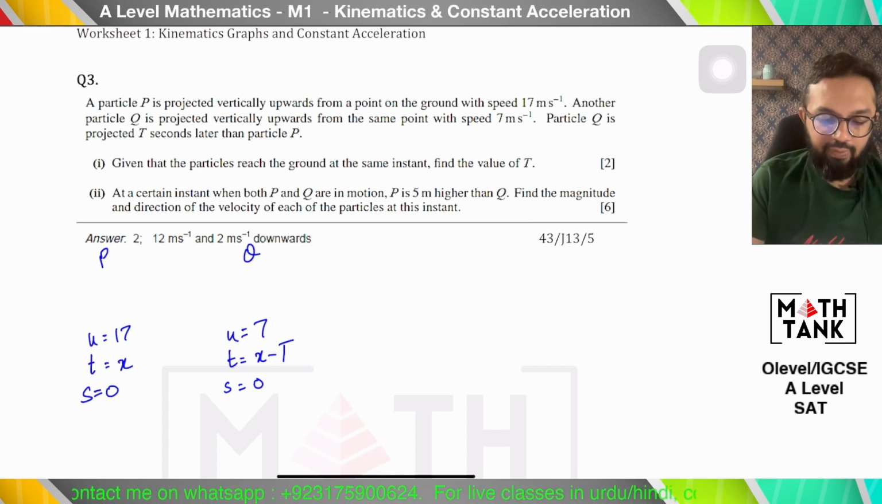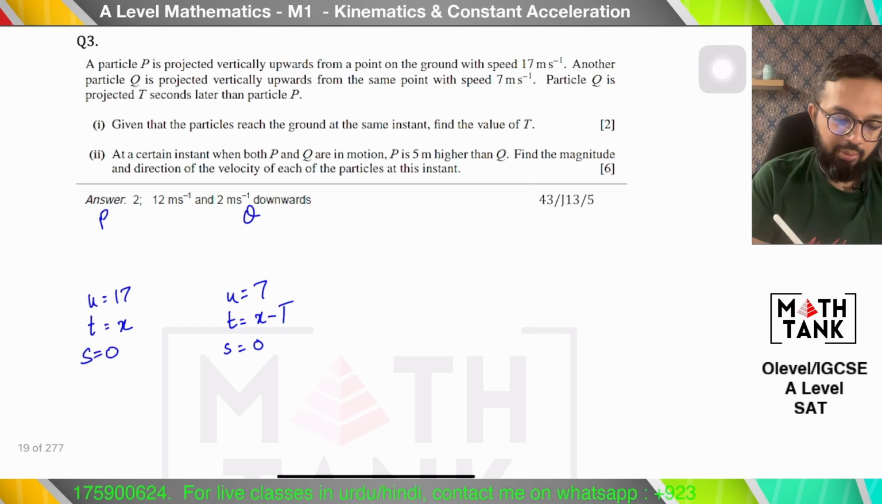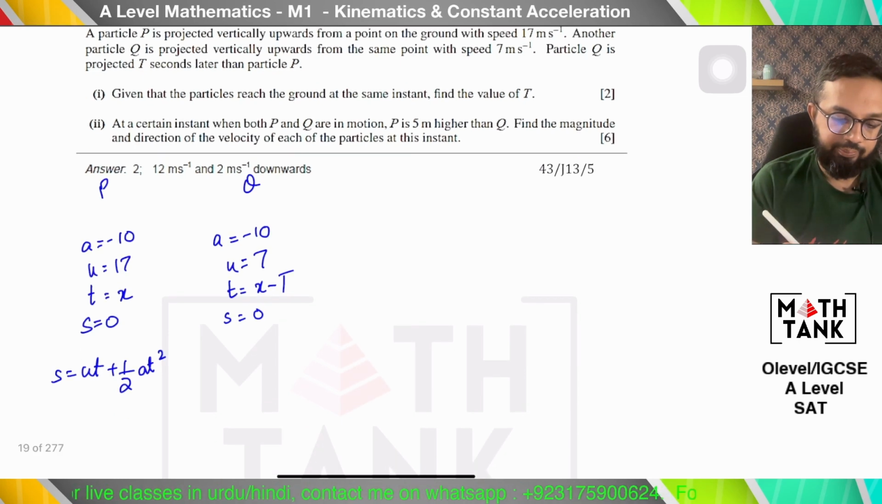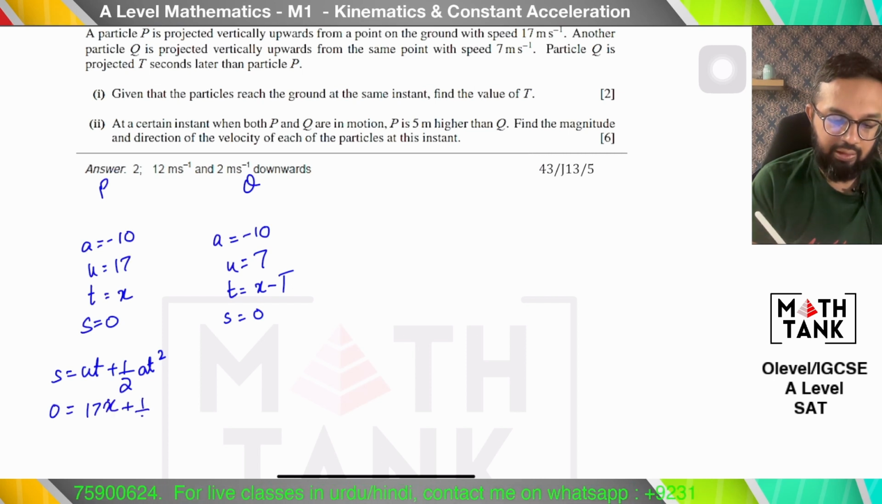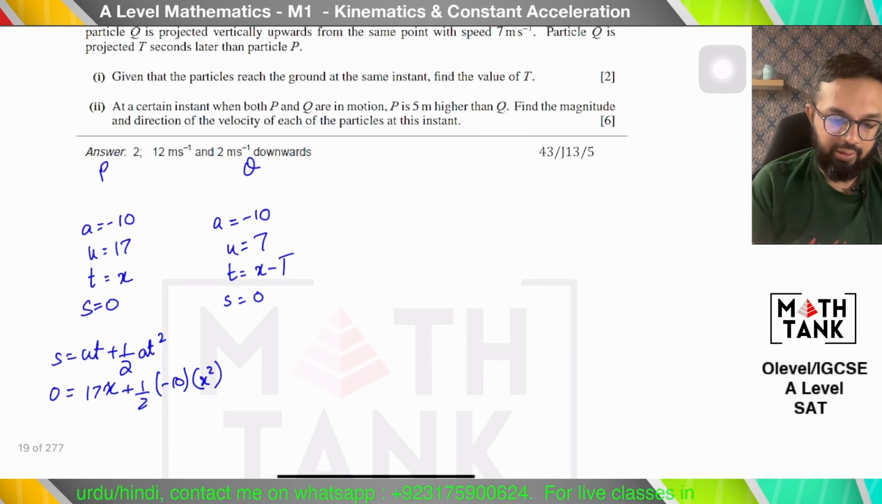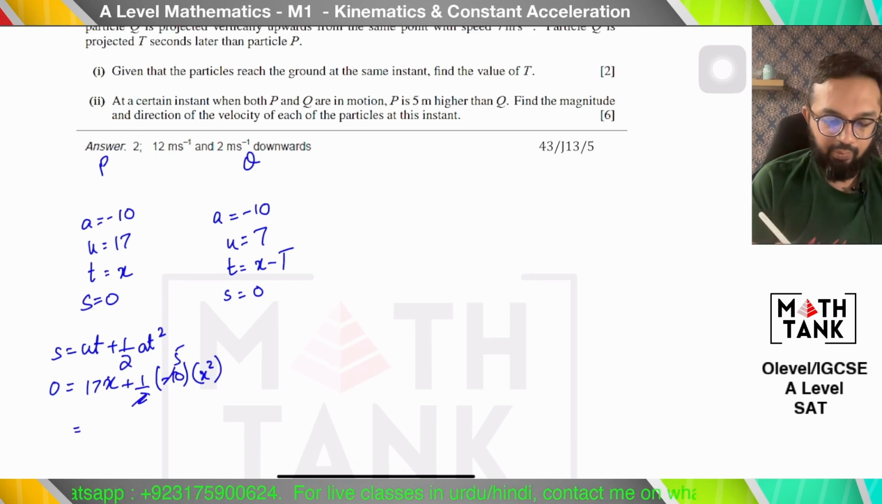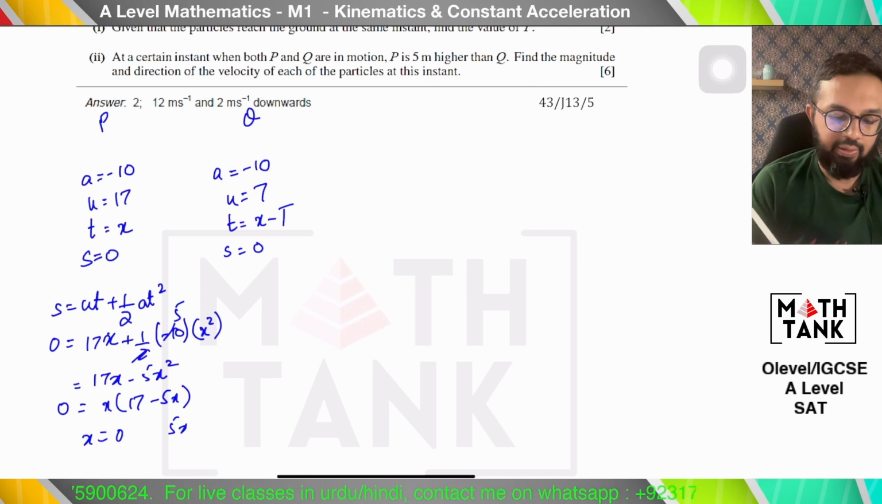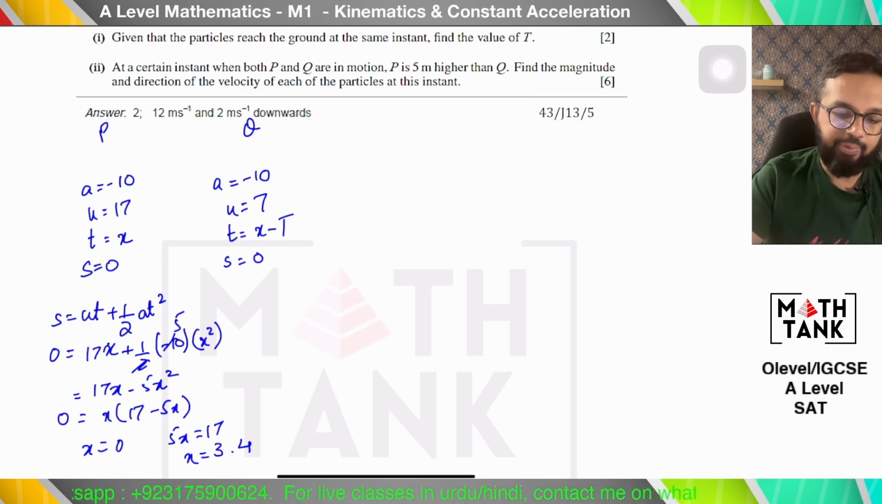Okay, so let's first find out when this one reaches the ground. s equals ut plus half a t squared. 17x minus 5x squared. x(17 minus 5x), either x equals 0 or 5x equals 17, x equals 3.4. Let's apply that to the other one and say that s equals ut plus half a t squared.